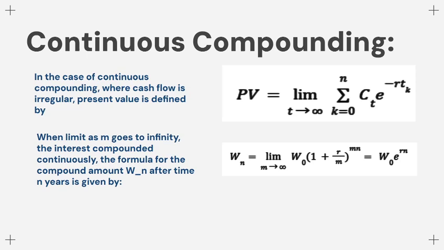For the case of continuous compounding, where cash flows are irregular, the present value PV is given by the second figure in these slides. It is important to note that this model assumes a uniform application of the interest rate across time intervals. In more complex financial analysis, variation in interest rates and inflation may be considered.